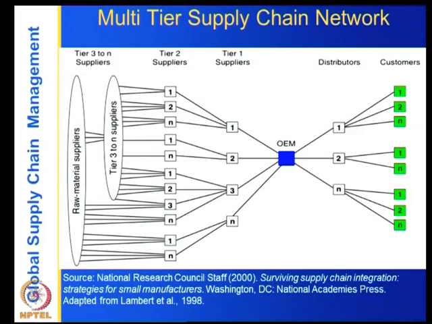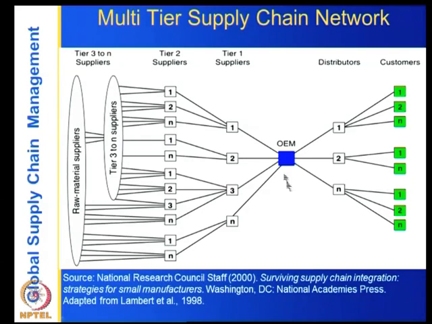This particular slide is an important slide because it shows what is called a multi-tier supply chain network. We have an OEM or the manufacturer, and he assembles the product from several sub-assemblies, 1 to n, and each of these sub-assembly manufacturers requires some components, and they get them from tier 2 suppliers, and each of the tier 2 suppliers requires components and materials, which they get from tier 3 to n suppliers, and finally the supply chain ends with the raw material suppliers.